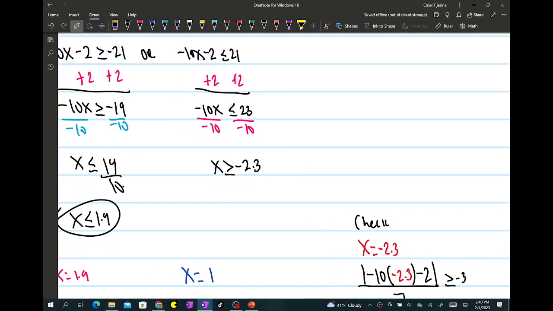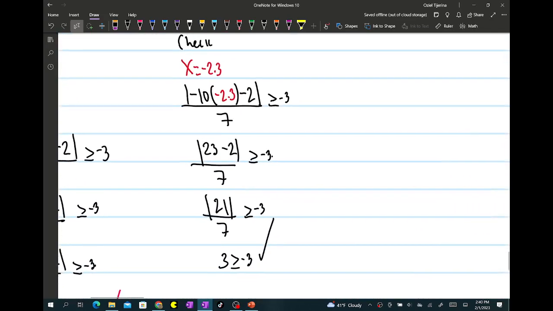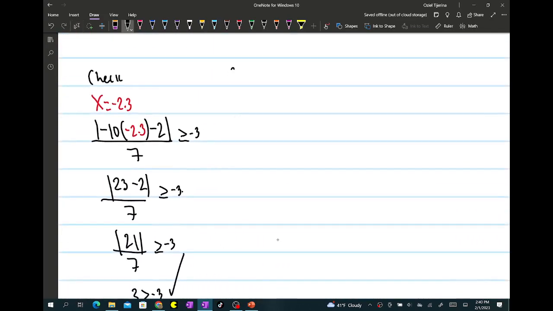Now, what about something that's greater than that? So we can pick negative 1. So if I pick negative 1, check x equals negative 1. I'm just going to do it like this. And I'm going to write the equation again.